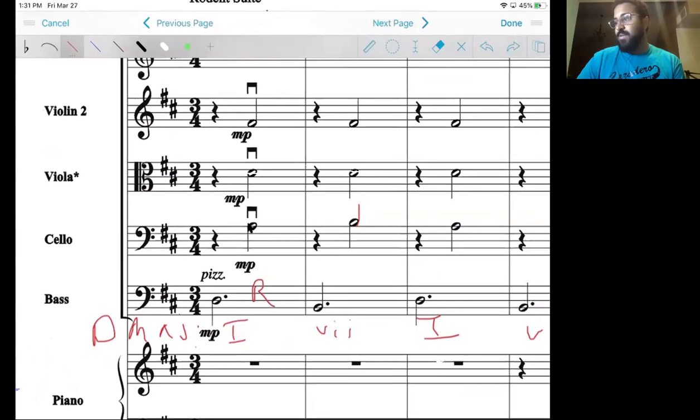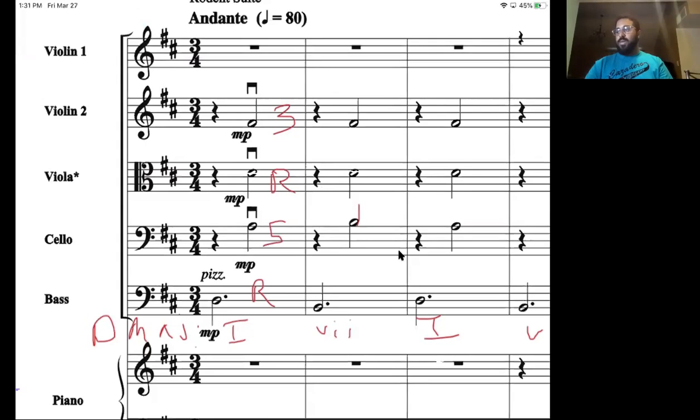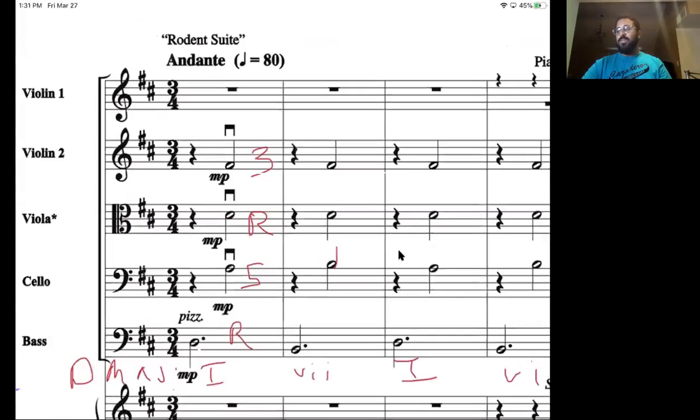And up here in the second violin, we have an F sharp. We also have A, which is our fifth, and it belongs to the cello. So this is our fifth. Now, what's the viola playing? It's playing the root. So we now know the root with the third and fifth. Who's doing what? It's important to know this because there's a tuning situation here.